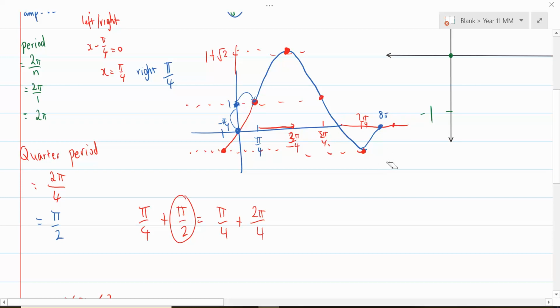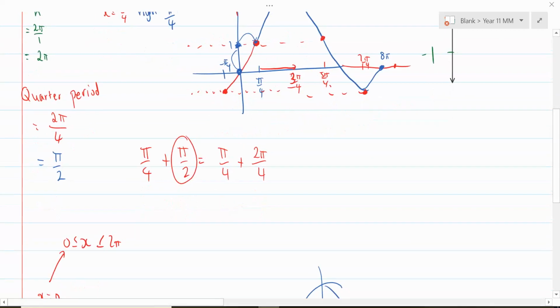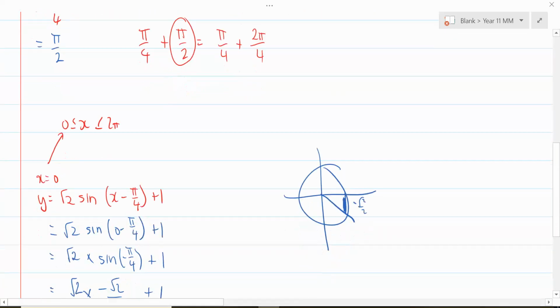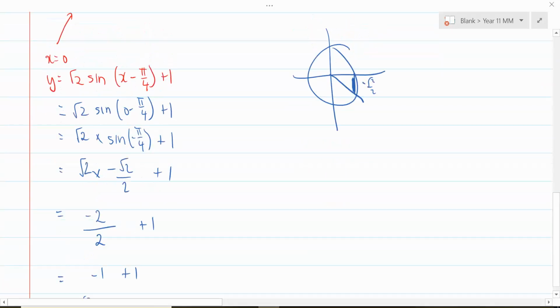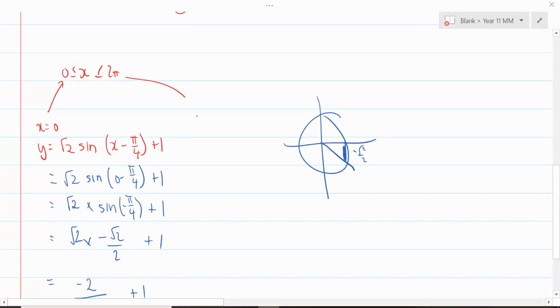Now we're going to figure out the left endpoint. Most of the time it's symmetrical, so I know it's got to be 0, but let's test it again. I had when x equals 0, let's work out when x equals 2 pi. Same drill again: y equals root 2 multiplied by the sine of 2 pi minus pi on 4, add 1. So let's work it out, root 2 times sine of 2 pi minus pi on 4.